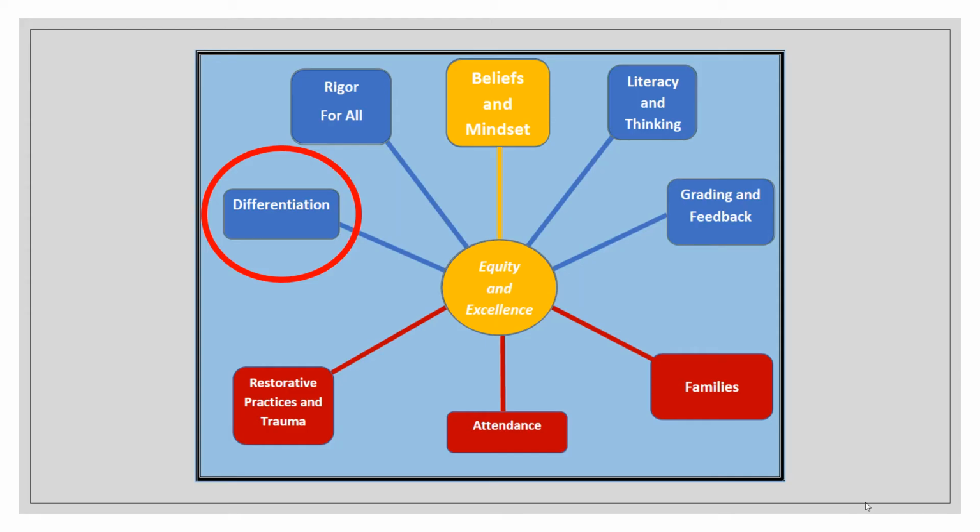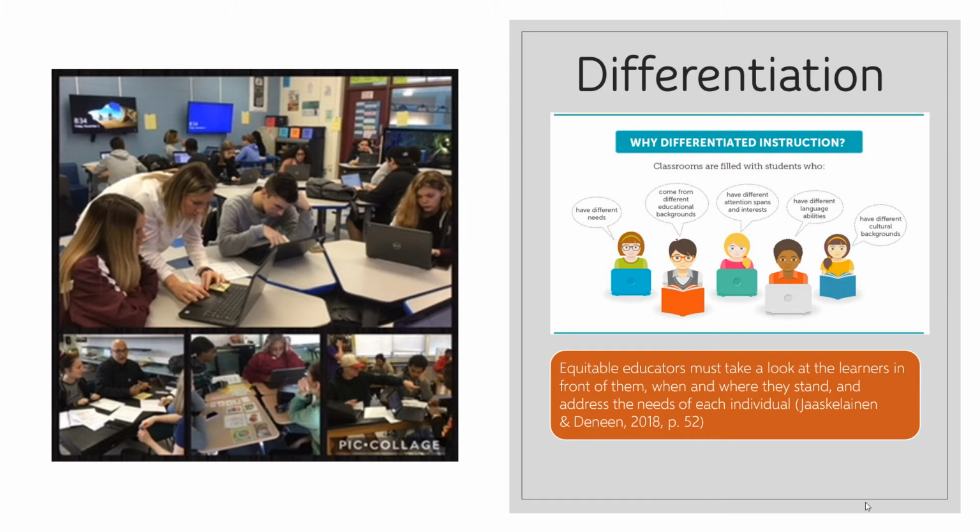Another piece of that framework is differentiation. In order to achieve those great things, we have to understand that our students are individuals. And in classrooms, in the school environment, we need to treat them with individualism. To do that, we have to differentiate, whether through readiness, product, or process. We need to make sure what we're providing for our students is at their level to meet their needs.